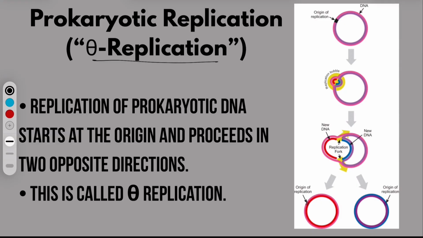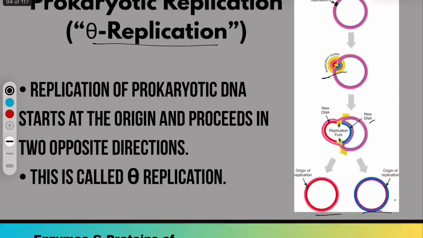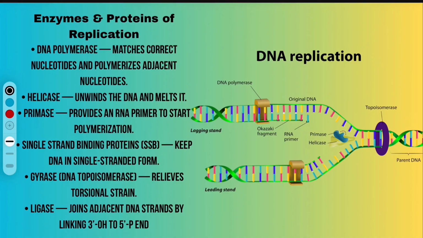It is also called theta replication because the structure is like that, a theta shape. Here you can see it, and the enzymes and proteins required in this replication are these. These are very important, and we will cover how they help in DNA replication. DNA polymerase is the primary enzyme, and its role is to match nucleotides and polymerize adjacent nucleotides.